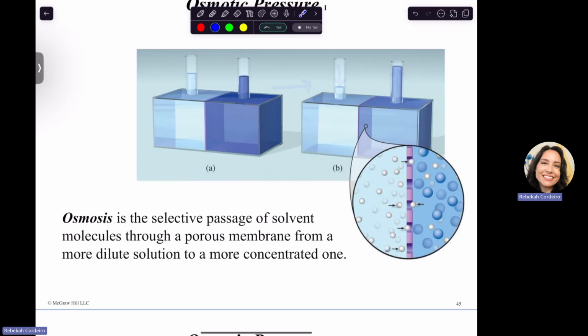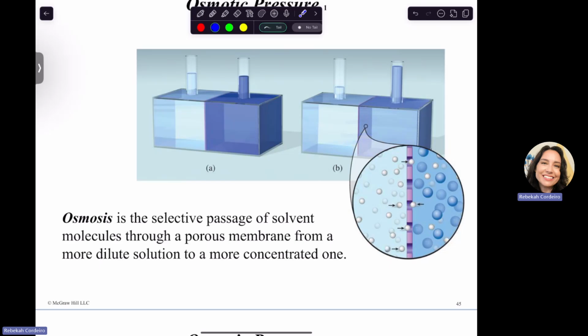Water would theoretically just keep going until there's no more water left in the left side and all of it is over here in the right side, because water really wants to go until the concentrations are the same on both sides. And if this side is pure, concentration could never be exactly the same, so it will just go as much as it can.